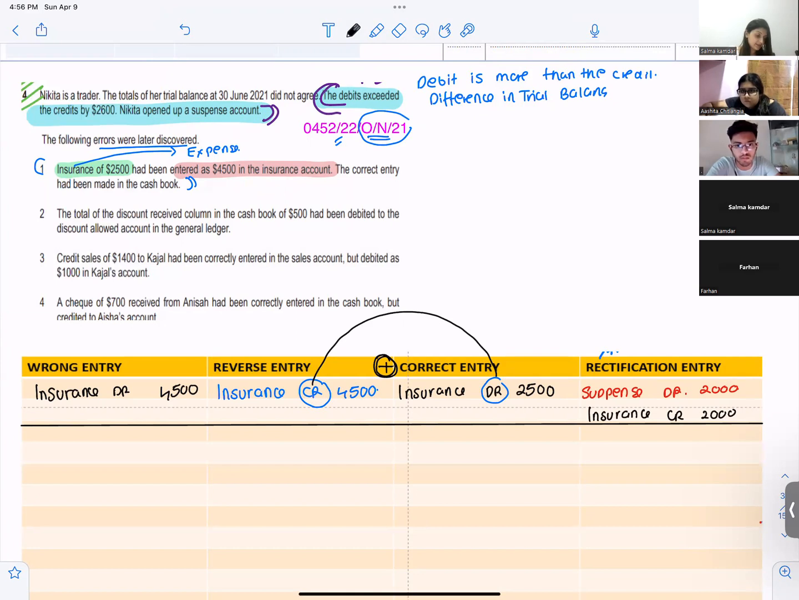Read the next one. The total of the discount received column in the cash book was 500, had not been debited to the discount allowed column in the general ledger.